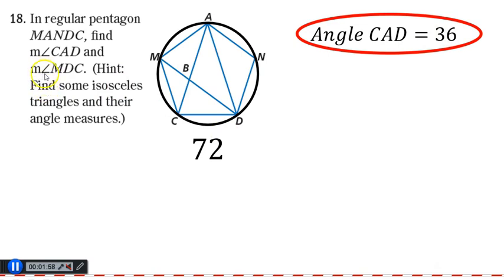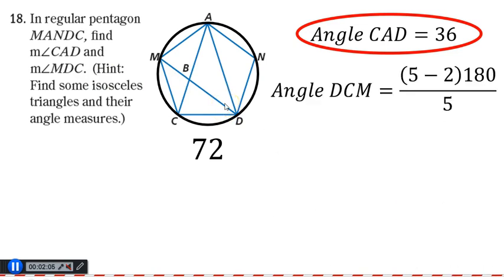Now we need to find the measure of angle MDC. That's this angle right here. So what I'm going to do here is find the measure of angle DCM. DCM is this angle right here. You'll notice that that's part of that pentagon, and it's a regular pentagon.